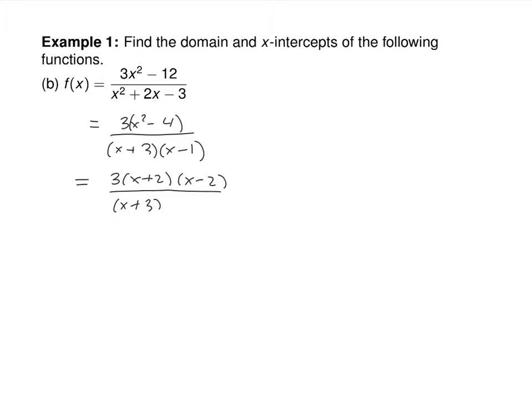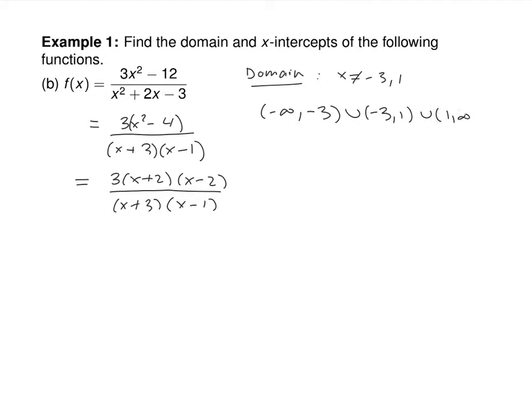Does anybody dare to tell me what numbers you got for your domain that x couldn't be? Negative 3 and 1. Okay, x cannot equal negative 3, 1. As an interval, that's negative infinity to negative 3, union negative 3 to 1, union 1 to infinity. Is that okay?